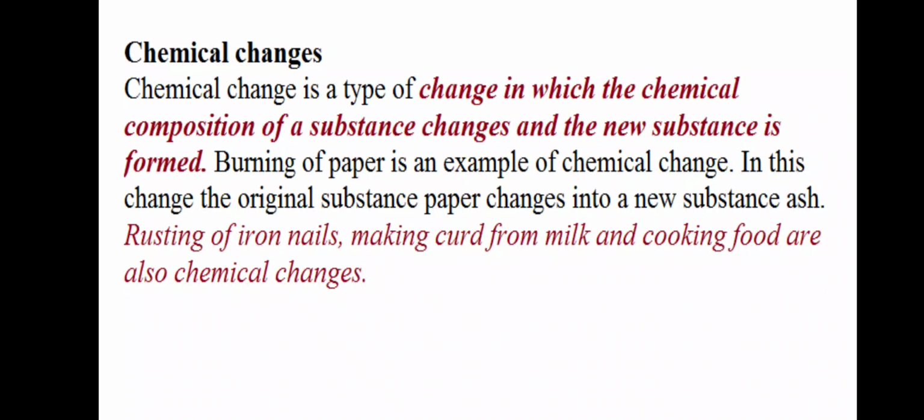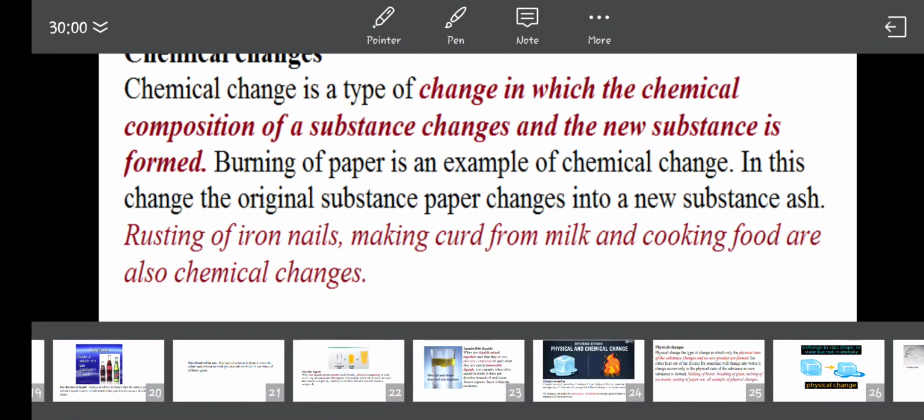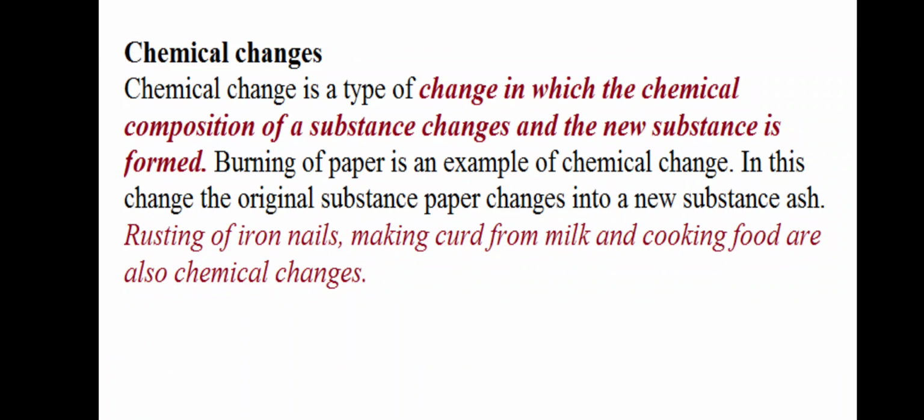Now let's see chemical changes. Chemical change is a type of change in which the chemical composition of a substance changes and a new substance is formed. Burning of paper is an example of chemical change. In this change, the original substance paper changed into a new substance, ash. Rusting of iron, making curd from milk, and cooking food are all chemical change. So in chemical change, something new is formed.